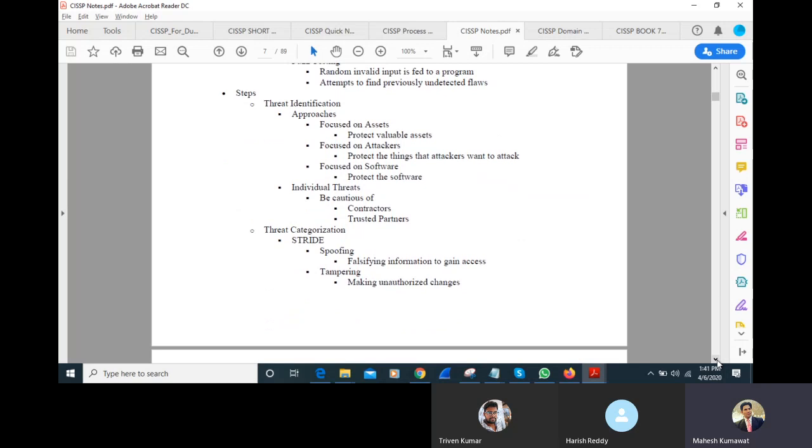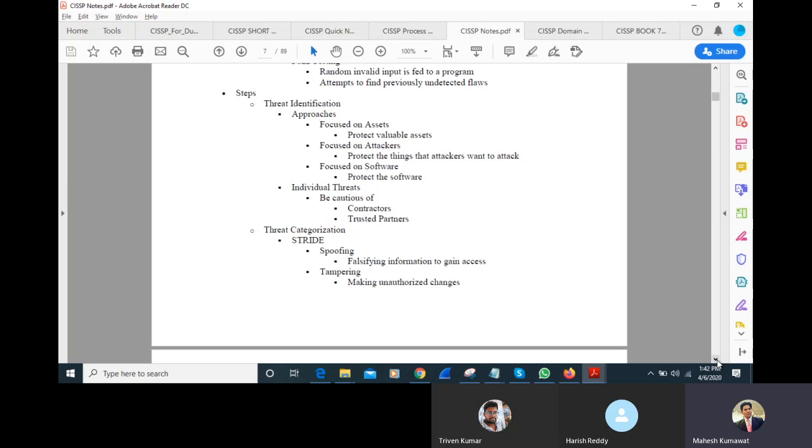And what are the steps we require? We have some threat identification approaches: focused on assets, protect valuable assets; focused on attackers; focused on software, protect the software, protect the things that attackers want to attack. So threat modeling is basically threat identification. Step one. This first approach is basically the threat identification.